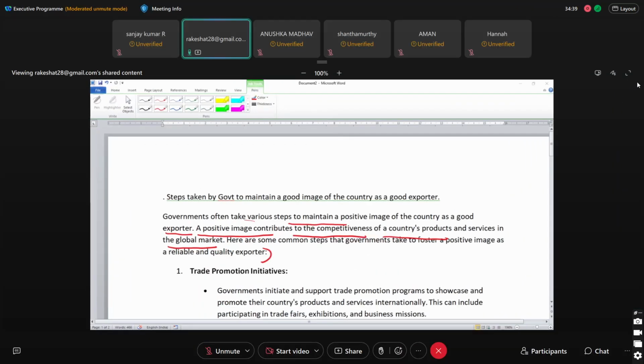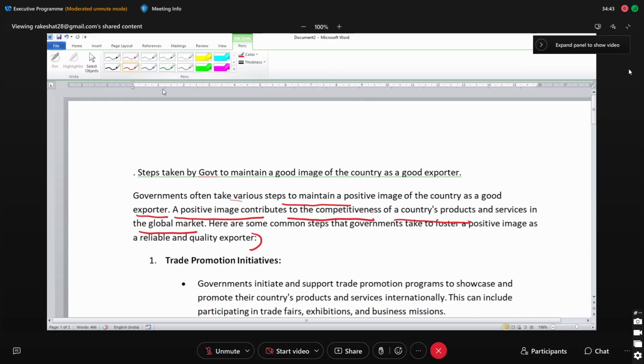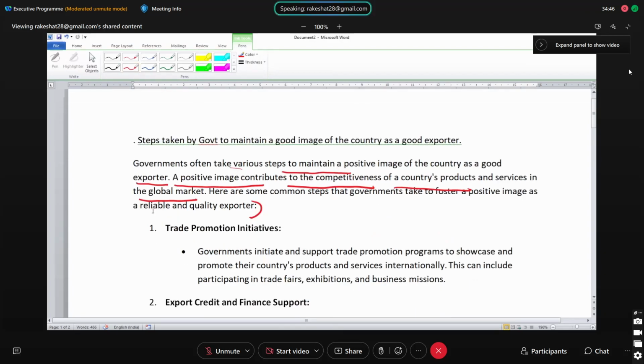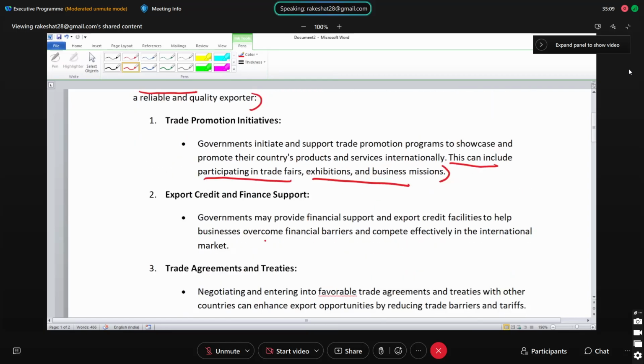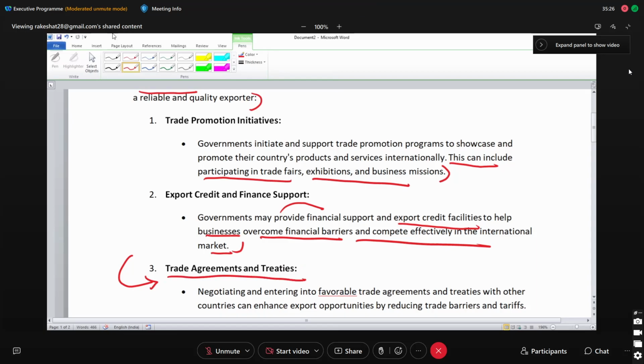The steps taken by the government: trade promotion initiatives. The government initiates and supports trade promotional programs to showcase and promote the country's products and services internationally. This can include participating in trade fairs, exhibitions, and visits and missions. Next is export credit and finance support. The government also provides financial support and export credit facilities to help businesses overcome financial barriers and compete effectively in the international market.